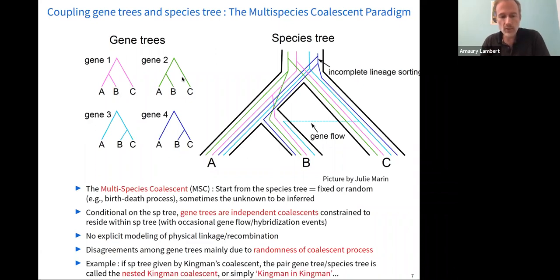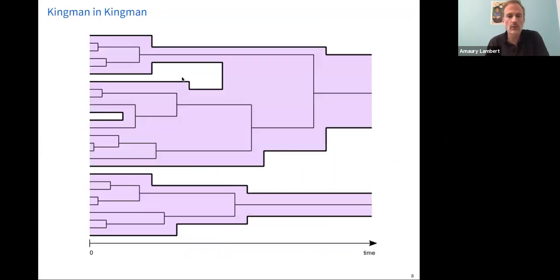As an example, if the species tree is given by Kingman's coalescent, then the pair of trees given by the gene tree and the species tree is called the nested Kingman coalescent, or simply Kingman and Kingman, as you can see on this picture, where now time flows from left to right. In pink you can see the species, you can see two coalescences between species, and all the black lineages are gene trees, and you can see all the coalescences occurring between black lineages only if they lie inside the same species.